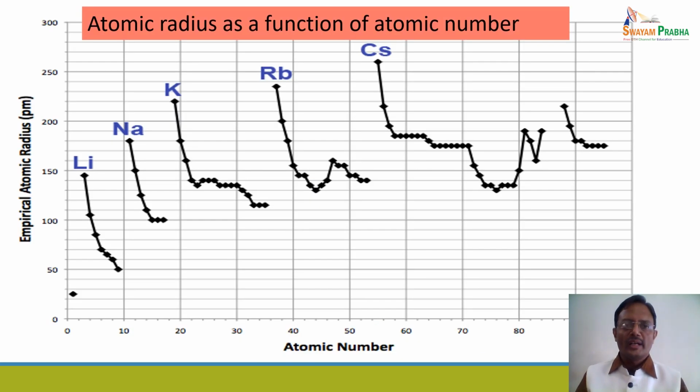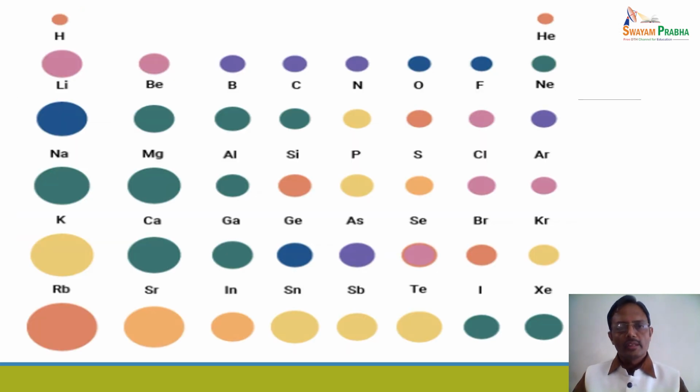This is the overall effect on atomic radius. If we see any period from lithium to neon, sodium to argon, potassium to krypton, and so on, we will find that there is a decrease in atomic radius in each period and an increase in atomic radius down the group. This is a schematic representation of atomic radius continuously decreasing across the period and continuously increasing down the group. An interesting thing can be observed here. We find that the last element has a slightly larger atomic radius as compared to the previous one.